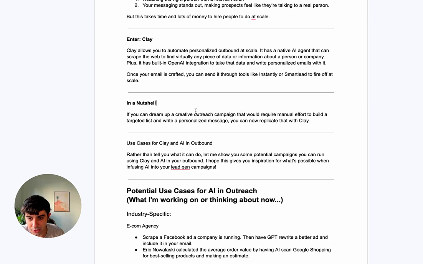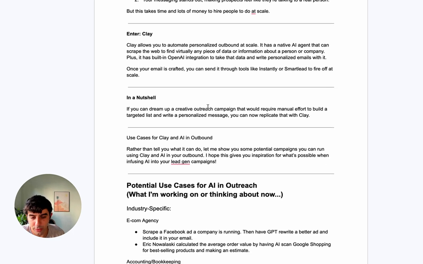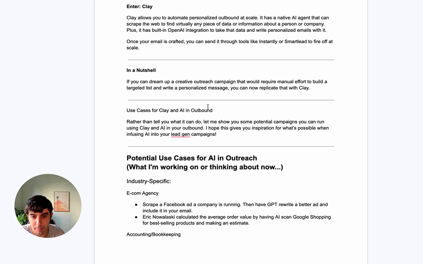But in a nutshell, if you can dream up a creative outreach campaign that would require a lot of manual effort to build, now you can replicate that with Clay. So that's really the summary, right? Anything that you would do that would take manual effort to do an outreach campaign that would be really compelling, you could just replicate that with Clay because of the automation and the AI.